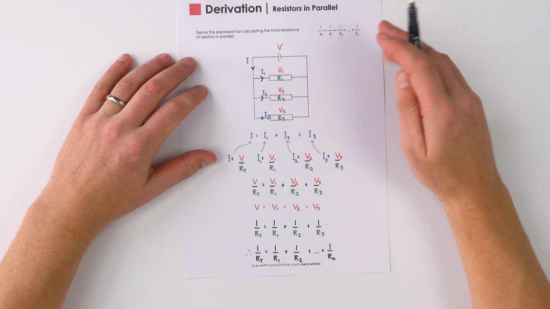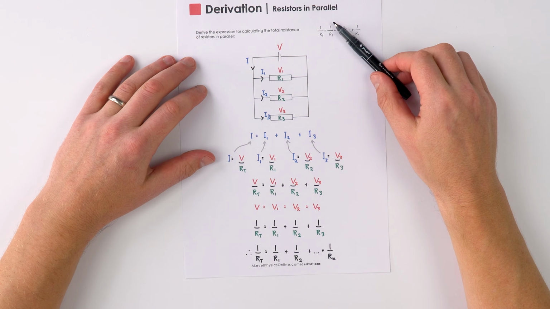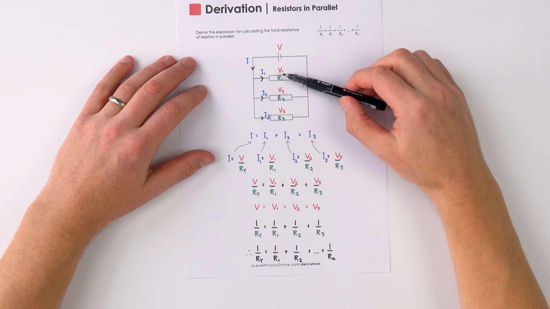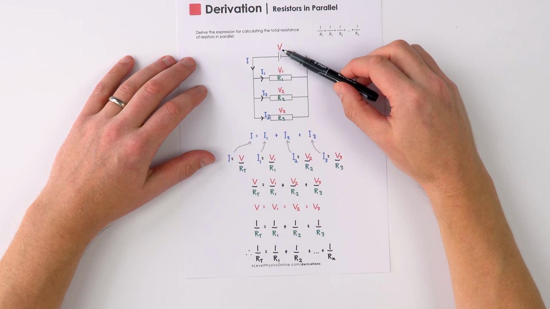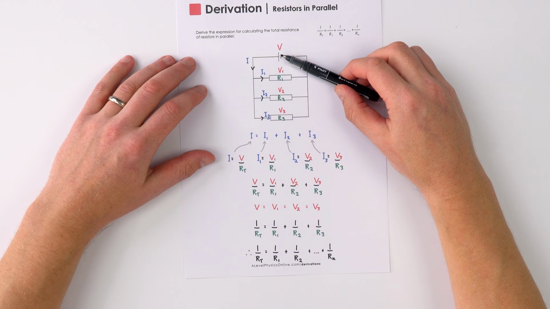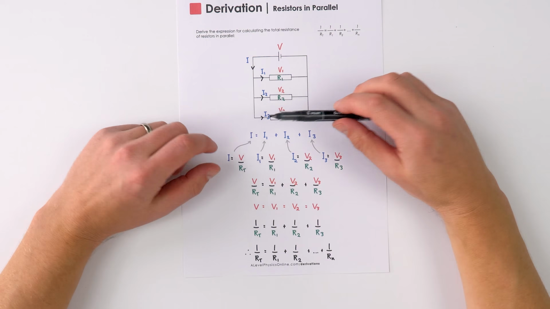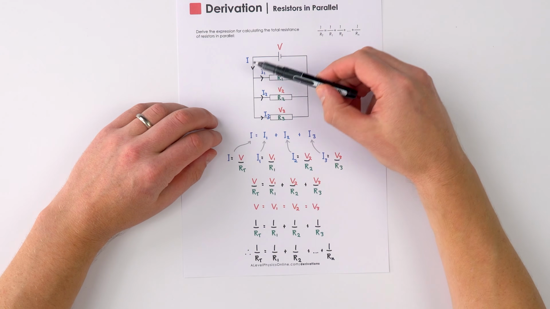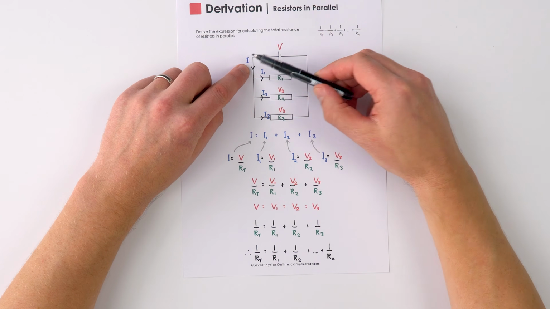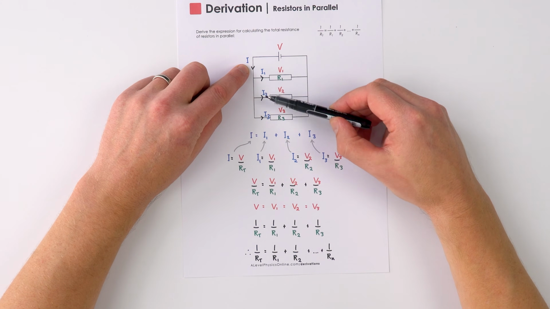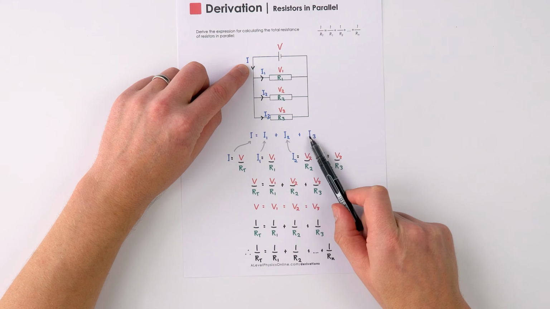This is how to quickly derive the equation for resistors in parallel. So we've got a very simple circuit. We've got 3 resistors all in parallel with this power supply up here. Now we know from Kirchhoff's first law about the conservation of charge in that circuit that this current here, I, is going to be equal to I1 plus I2 plus I3, like we've seen down here.